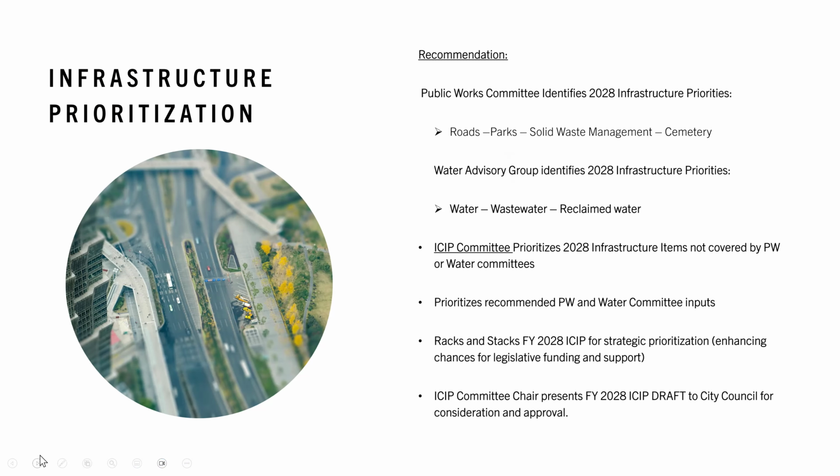Then I believe the Water Advisory Group identifies the 27, 28 infrastructure priorities as they pertain to water, wastewater, and reclaimed water. Then I believe the ICIP committee takes the feedback from the Public Works Department, Public Works Committee and the Water Advisory Group, takes those inputs into consideration. And then as a committee, ICIP prioritizes the 27-28 infrastructure items not covered by the two agencies, and then takes the two agencies' feedback and the things that weren't covered and racks and stacks all of those inputs in that strategic implementation recommendation process.